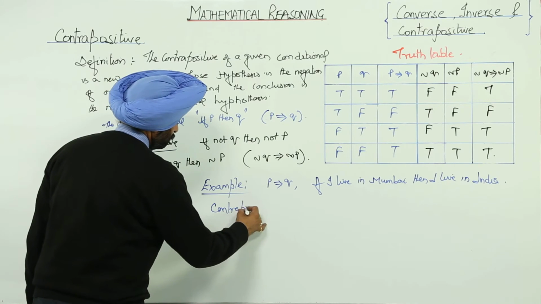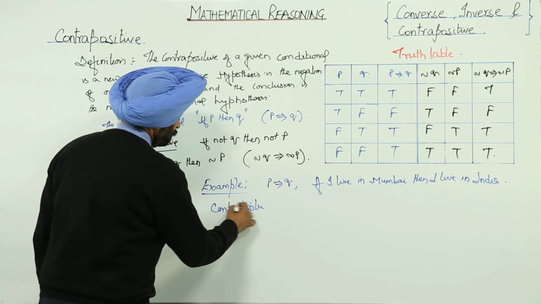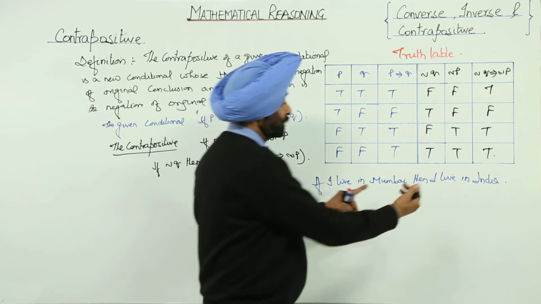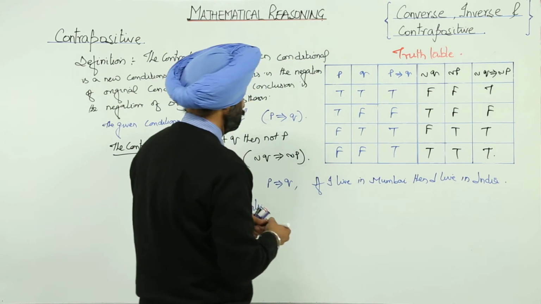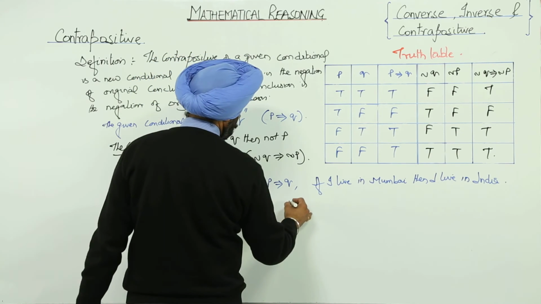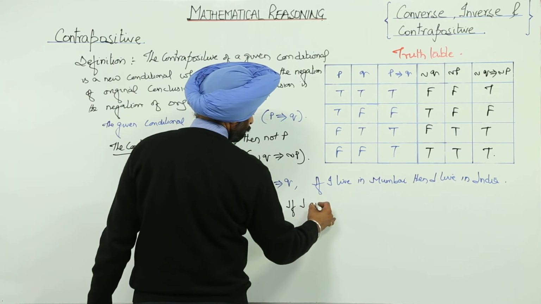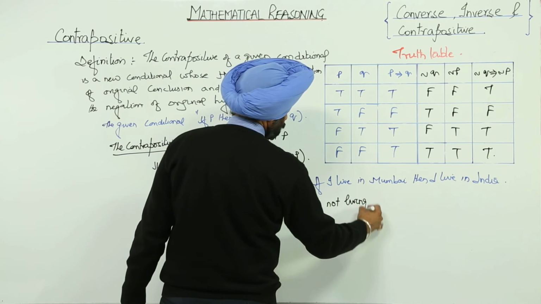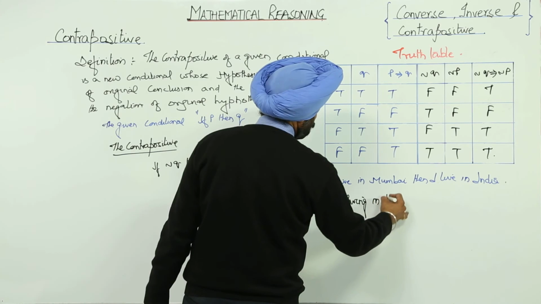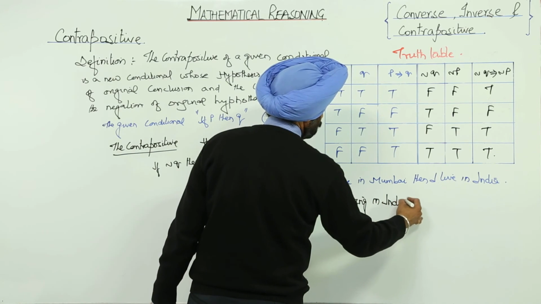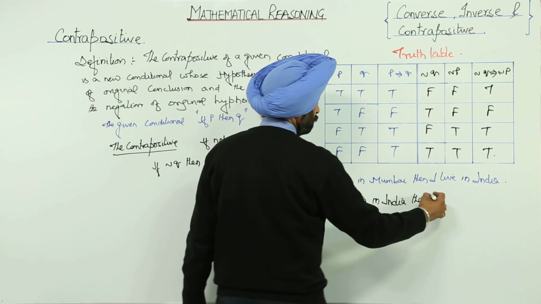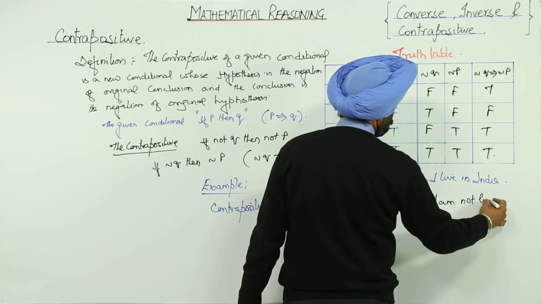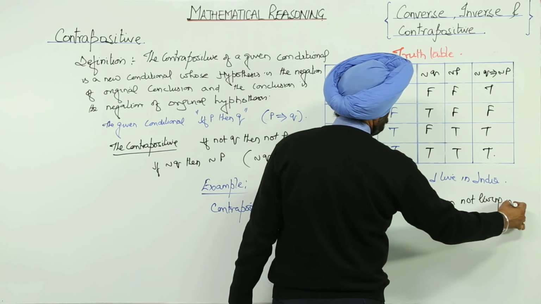what will be the contrapositive? First negation of the second sentence, negation of this one. If I am not living in India, then I am not living in Mumbai.